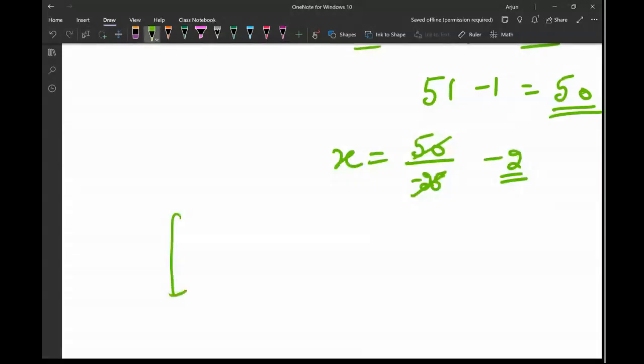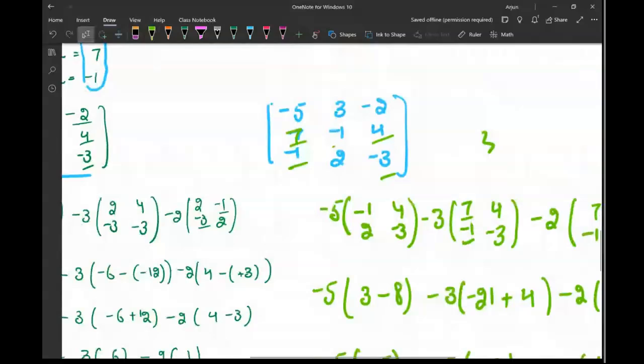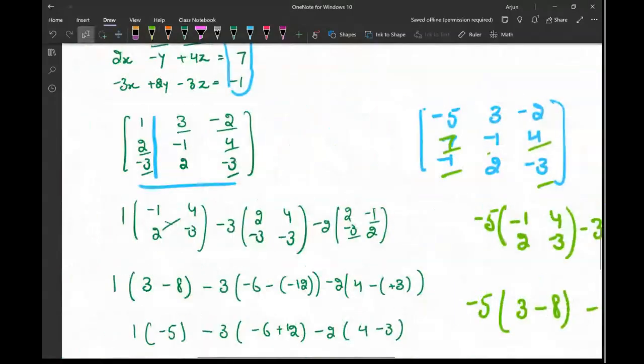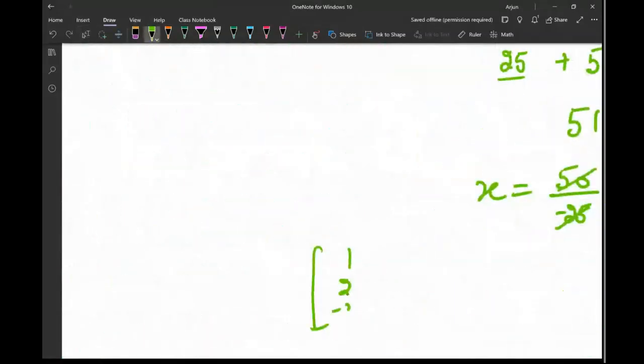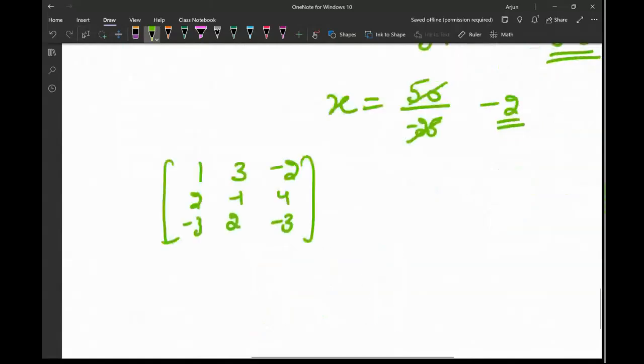So the matrix given to me was... I'll quickly go back and look into it. This was the given matrix: 1, 2, and -3; 3, -1, and 2; -2, 4, and -3. This was the given matrix to me.